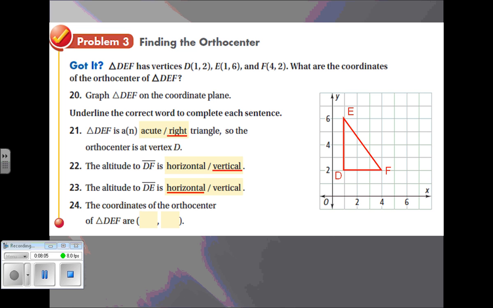The altitude to DE is horizontal. So that altitude is the altitude DF. So the coordinates of the orthocenter of DEF are (1, 2). So it's the point D.